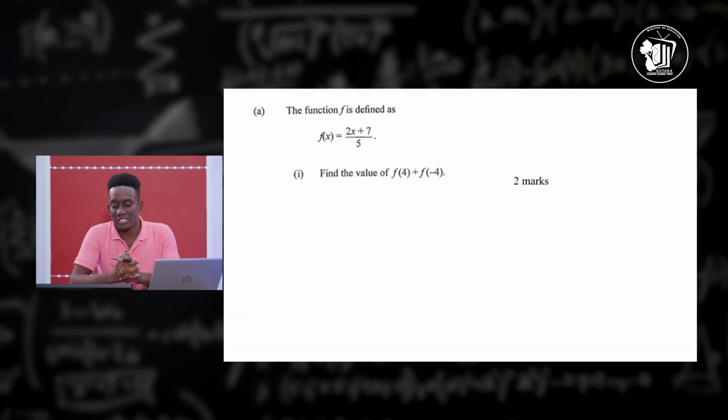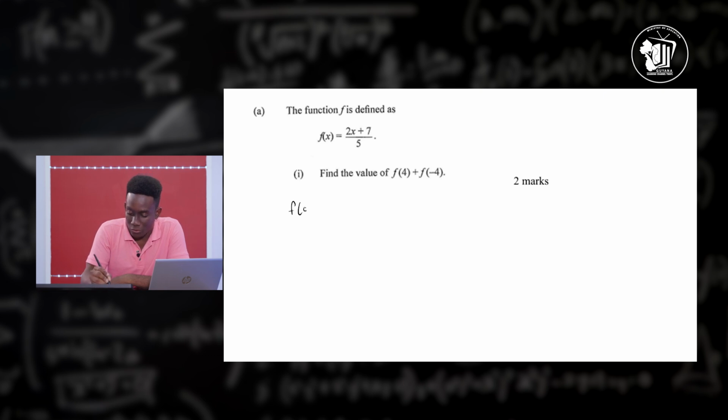So this question says, the function f is defined as f of x is equal to 2x plus 7, all divided by 5. Find the value of f of 4 plus f of negative 4. To answer this question, we need to find the value of f of 4 and then find the value of f of negative 4, and then we add those two together. So first, let's find f of 4.